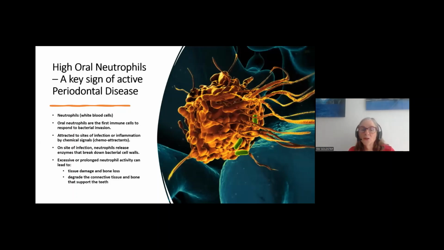Neutrophils are, as I mentioned, the first responders. They respond to bacterial infection. They release enzymes that break down the bacterial cell wall. And the excessive or prolonged neutrophil activity can lead to tissue damage and bone loss and can break down connective tissue. As we mentioned, the neutrophils are the ones that release arachidonic acid. Arachidonic acid is involved in producing prostaglandin, which breaks down bone. The neutrophils also release the cytokines that can produce the collagenases. So these neutrophils early on are helpful because they help resolve early inflammation, but later on can be detrimental. And if we have a lot of neutrophils, we have a problem.